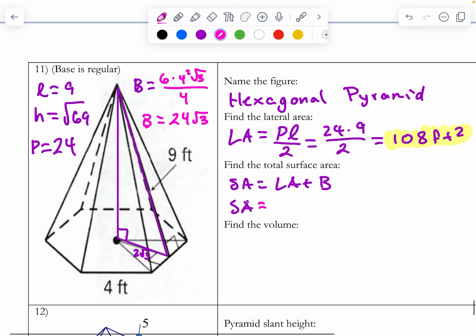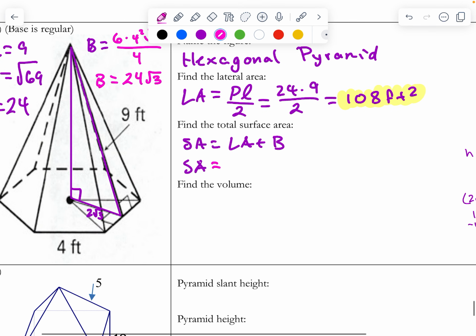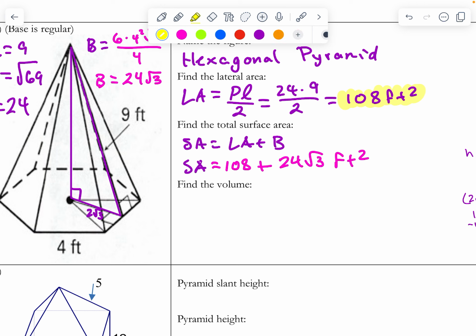So let's go ahead and finish this off. My lateral area is 108. My base area is 24 root 3. And since I cannot combine those, my total surface area is going to be, excuse me, 108 plus 24 root 3. We're almost done here.